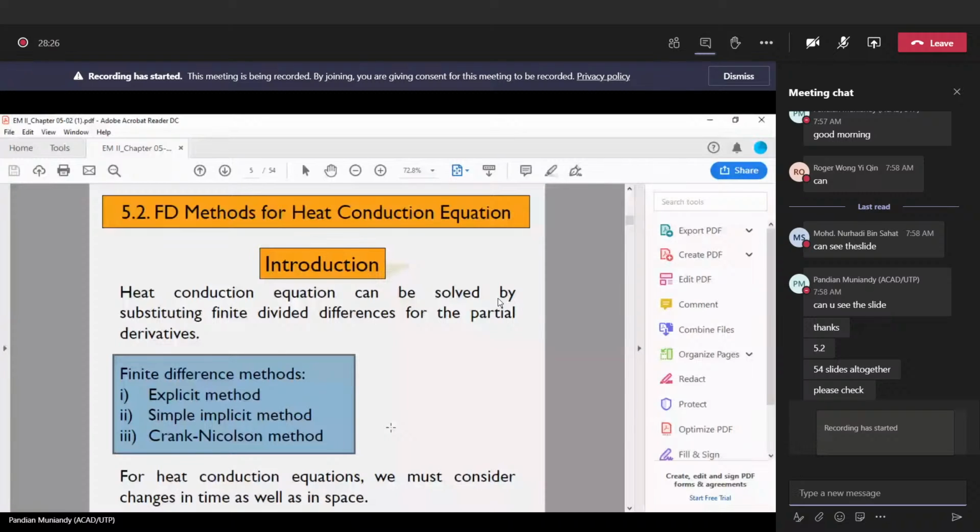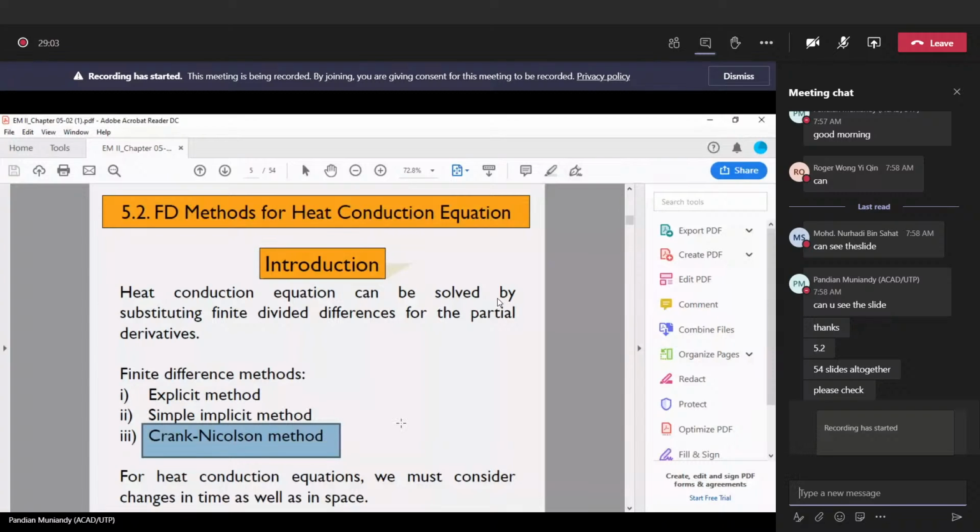So there are three methods of finite difference, which are very famous. The explicit method, which we already saw last lecture, but we will do it again. The second one is the simple implicit method. That is our topic for today, and we will focus on this only. Next lecture, the last one will be the Crank-Nicolson method. After that, week 11, week 12 is the last week. We will do the revision of chapters 1, 2, 3, 4, and if you have time, chapter 5 again.